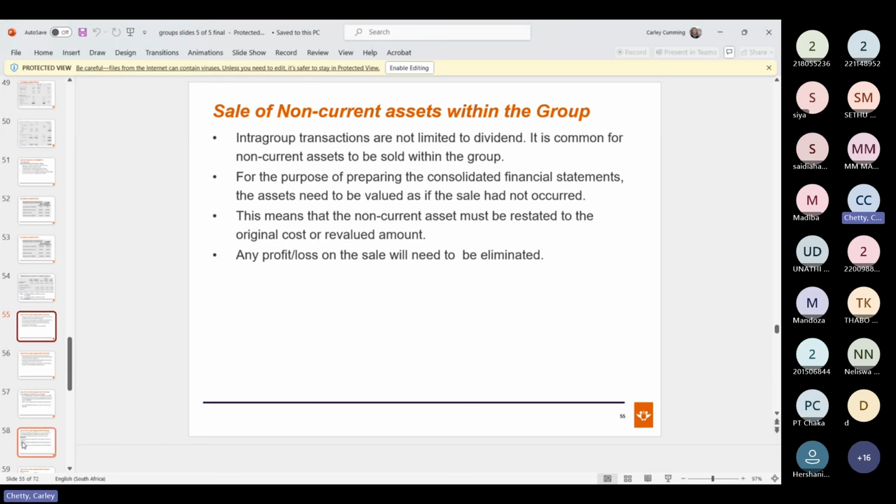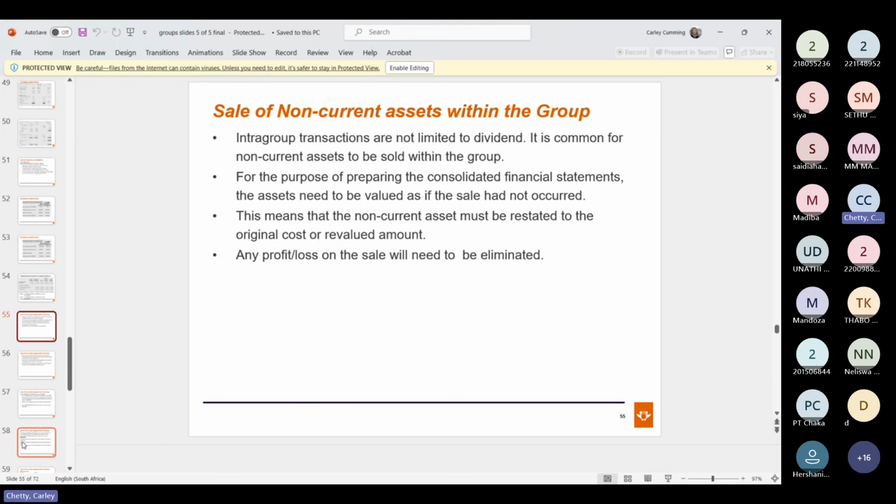Okay, so remember, so far we have looked at intragroup transactions and we have looked at dividends. But it is common for non-current assets to also be sold within the group. So this means that S could sell an asset to P or P could sell an asset to S. For the purpose of preparing the consolidated financial statements, the assets need to be valued as if the sale had not occurred, okay? So if there is a sale from S to P or from P to S, it is fine in their separate financial statements. But on consolidation, these two companies are seen as one company. Therefore, it's as if we have moved the asset from one room to another room.